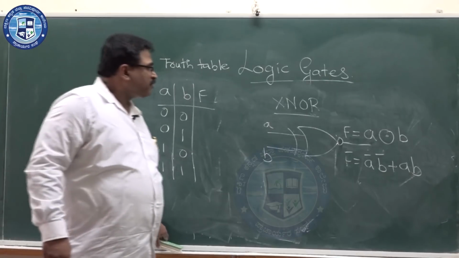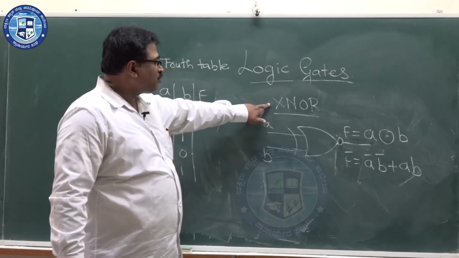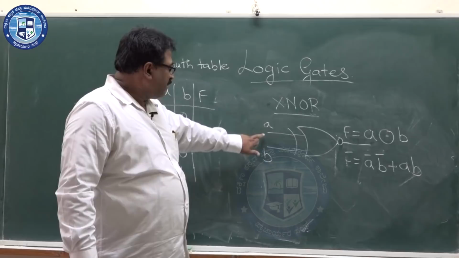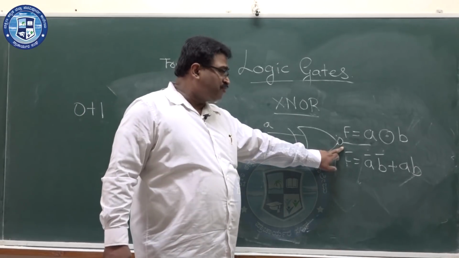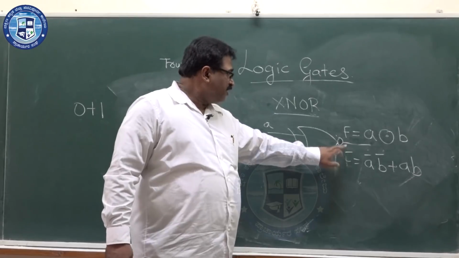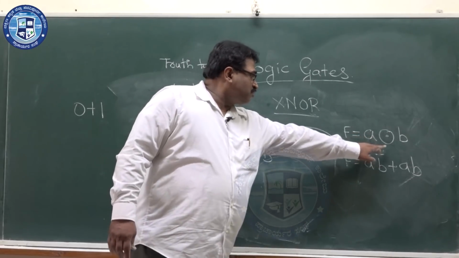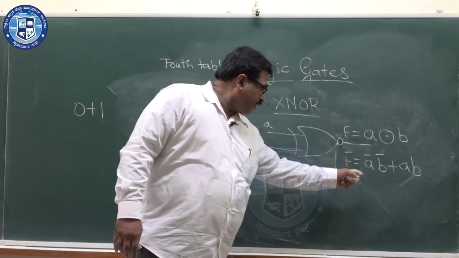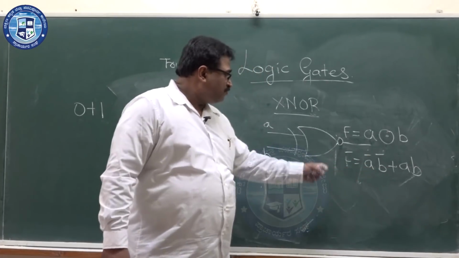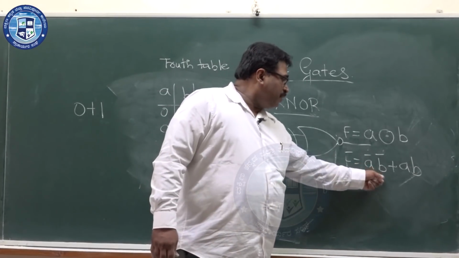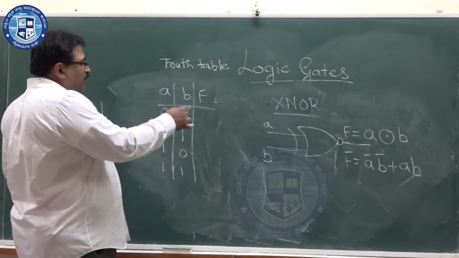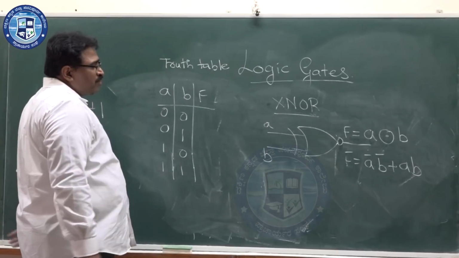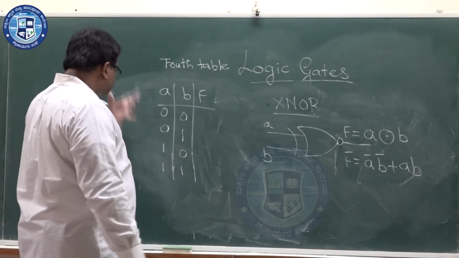Now here, this is a new gate, that is XNOR, exclusive NOR gate, and you have two inputs. This is the symbol we use. The difference is there is a NOT you can see here, and this stands for XNOR, and the expression will be F is equal to A bar B bar plus AB. Now we will put these values and see how we can obtain the truth table for the same.